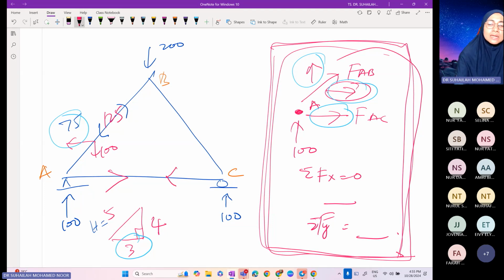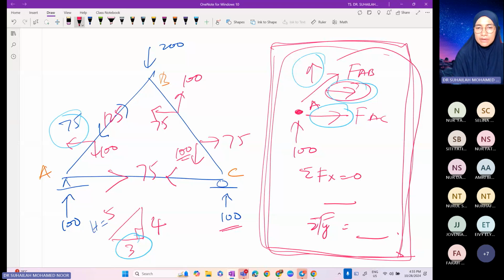Okay, member AC. So kita dapatlah nilai ni 75. Okay, so dia sebenarnya sama dua belah. So dapat dekat C tu 75 negatif, dapat sini pula 75. Dapat sini pula 100. So 100 ni sama dengan 100 ni balancing. So dapat pula atas ni dengan kiri ni. So yang ni 100, sini 75. So sebelah sini pun sama. Okay, this is 100, this is 75.